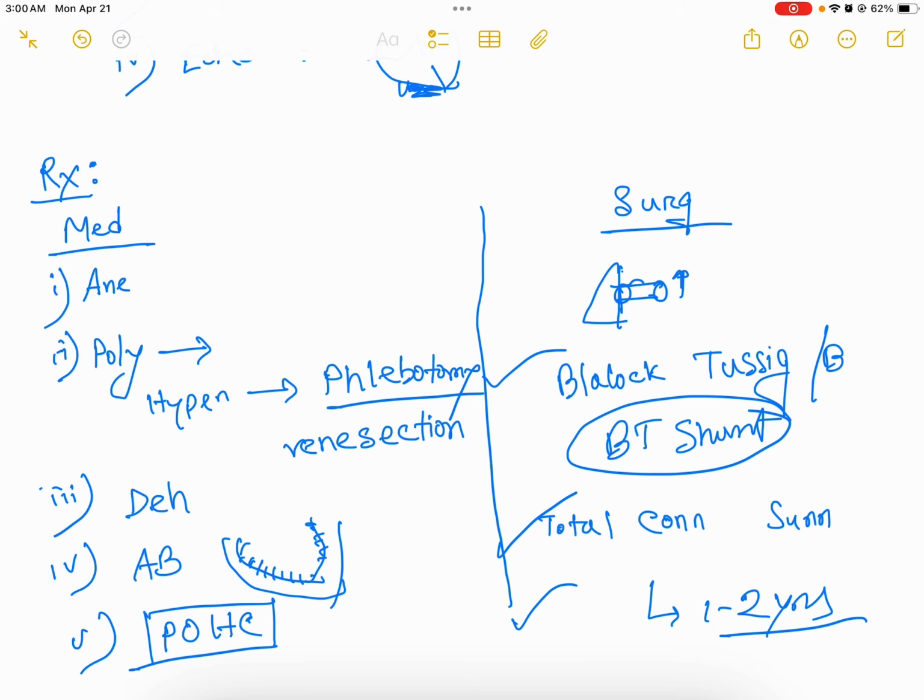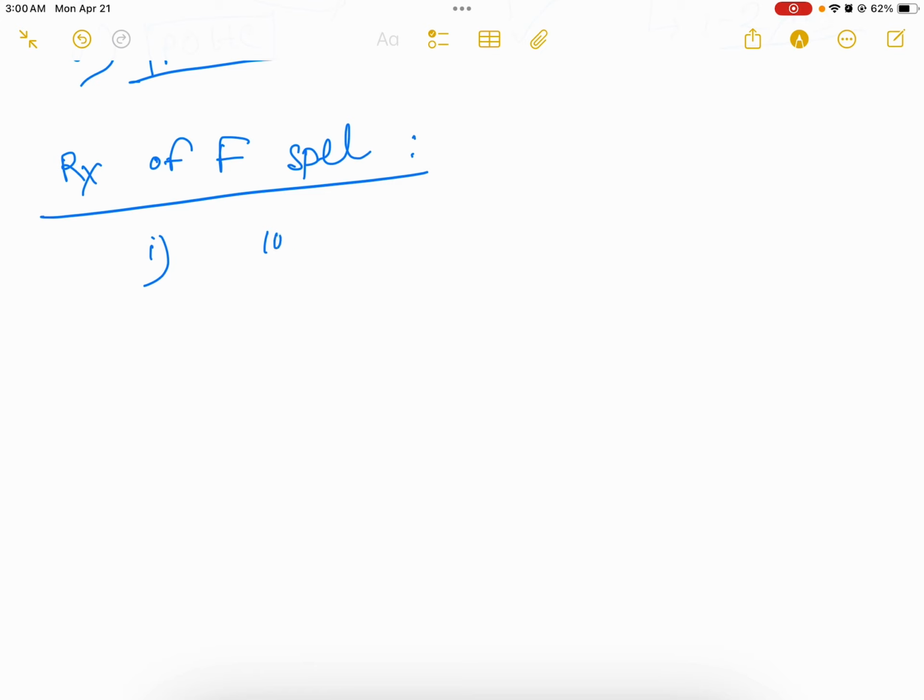Now treatment of paroxysmal hypercyanotic attack, or Fallot's spell. Number 1, 100% oxygen by mask. Number 2, bicarbonate 1 millimole per kg IV to correct acidosis if present.